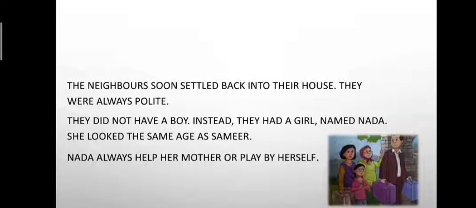The neighbors soon settled back into their house, and the neighbors were always polite. But unfortunately, they did not have a boy. Instead, they had a girl named Nada, and she was the same age as Samir. Sometimes, standing by the wall in the shade of the olive tree, Samir watched Nada playing, helping her mother, or playing by herself.